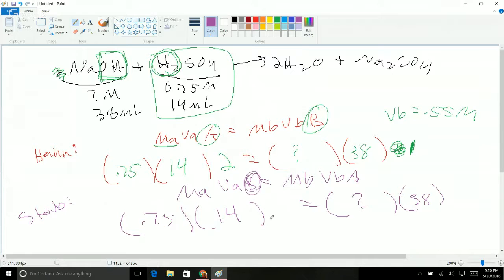This B stands for the coefficient of the base. When we go back to the balanced equation, here's the base, and the coefficient in front of it is 2. This A part is the coefficient in front of the acid. There's no number in front of the acid, which means it's a 1. You can see I'm using all the same numbers. It's just how I'm defining things that is a little bit different. So either way I go, I'm still getting the 0.55 molar.